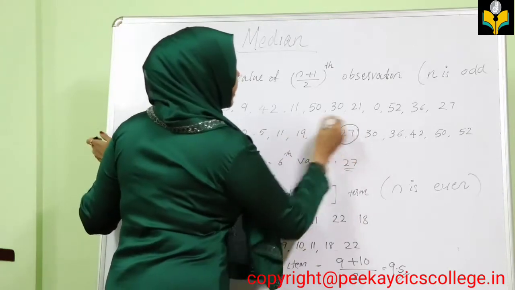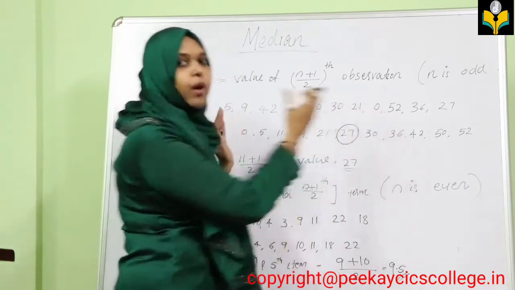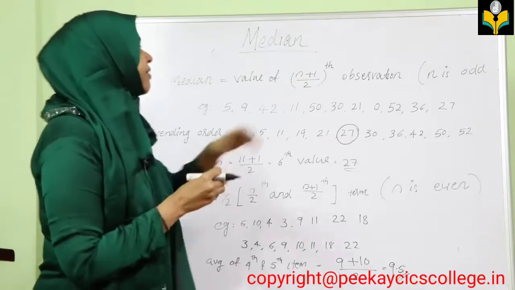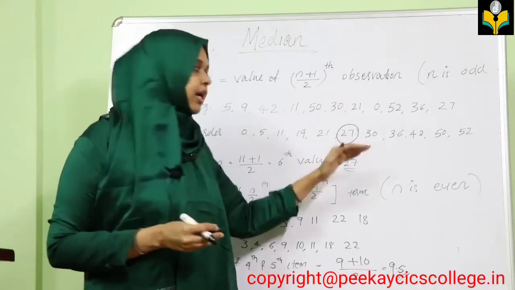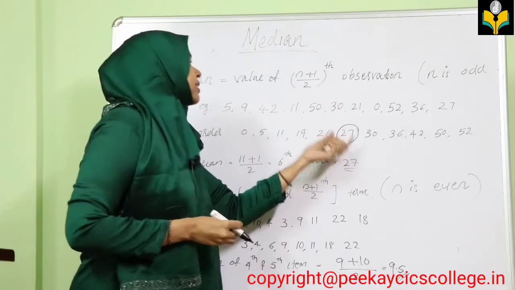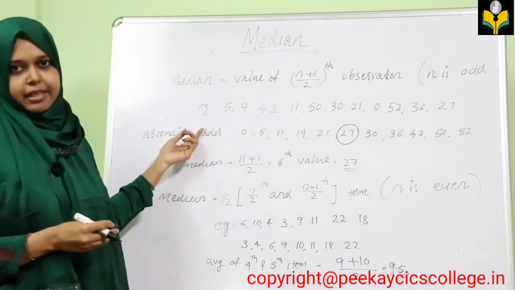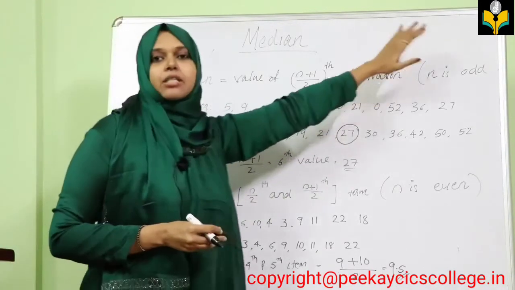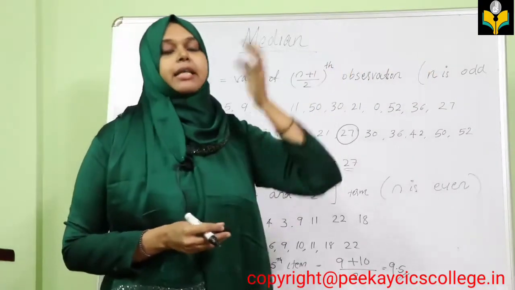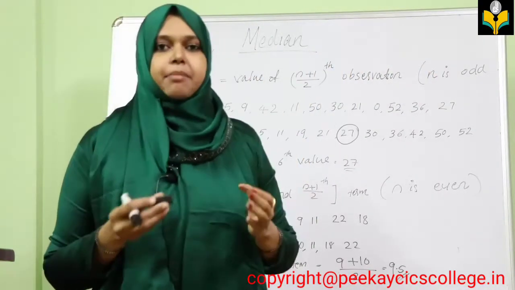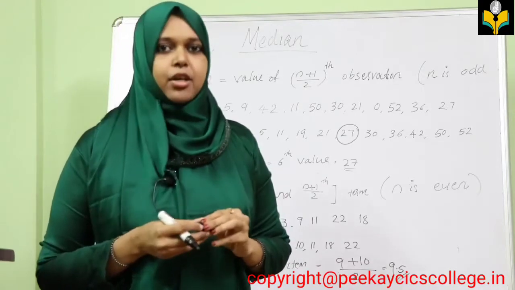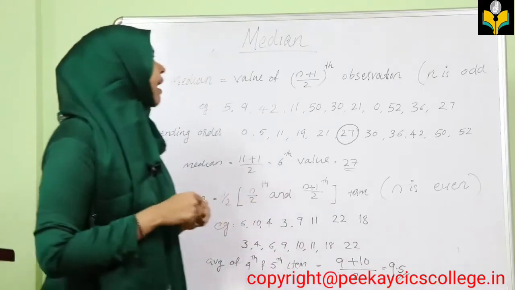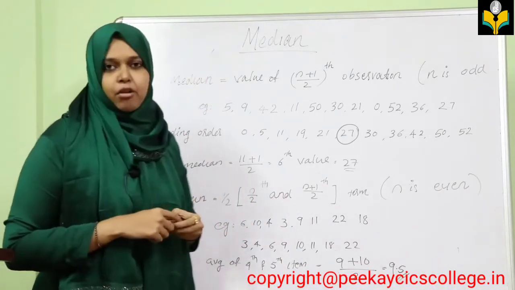This value divides the distribution into two equal parts. So this is the median of the distribution. Here our n is odd. When our n is odd, it is easy to divide the distribution into two equal parts. Now when we have an even number of data.